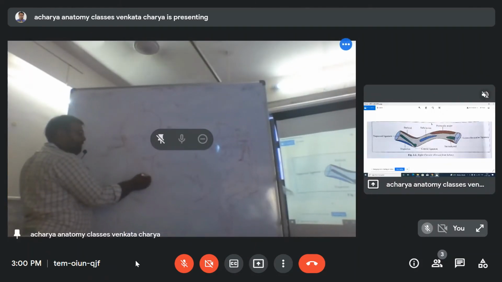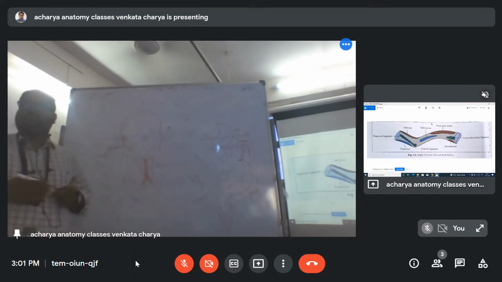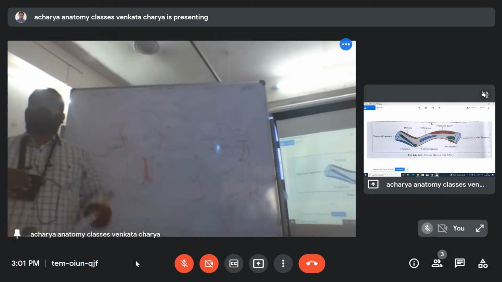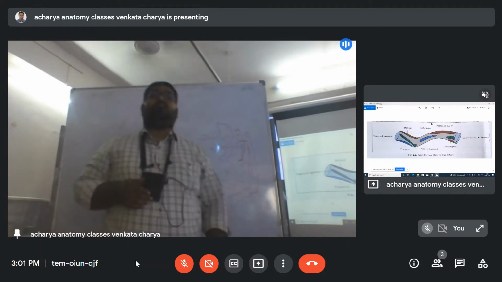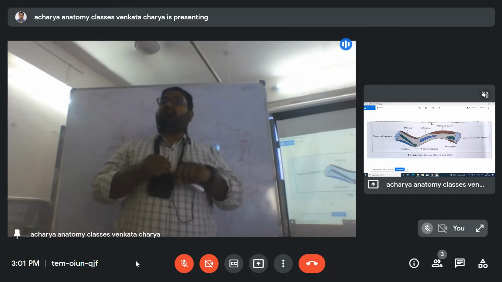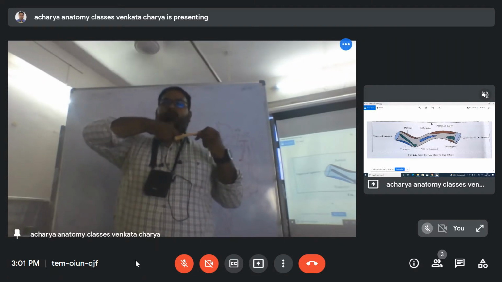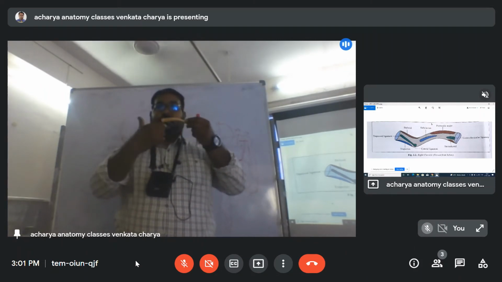This one is the sternum. Some fibers originate from the clavicle also. So this muscle we call the sternohyoid muscle. Some fibers originate from the posterior surface of the medial two-thirds of the clavicle. It comes from here, right? Is it clear?